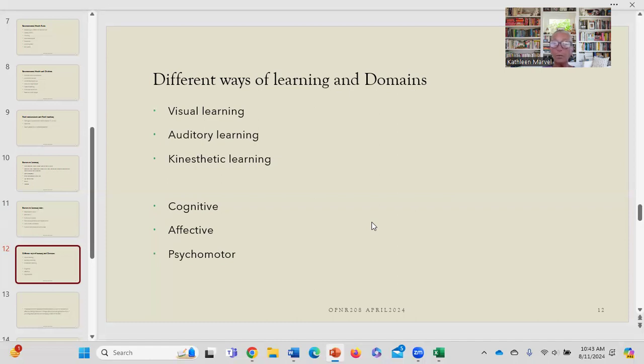We all possess ways to learn cognitively, affectively, and psychomotor. We all possess those, but usually one of those is dominant. If you are a cognitive learner, that's the thinking part, right? You have the ability to hear the information or read the information, understand it, memorize it, and then use it to solve problems.